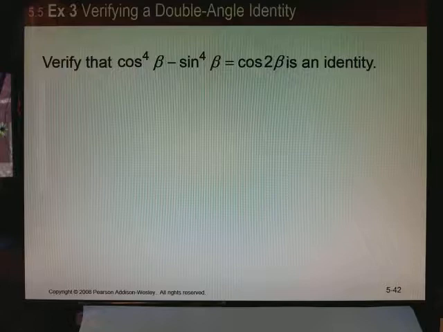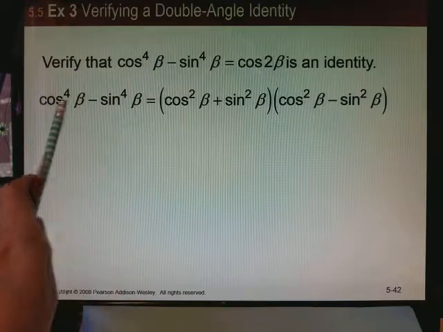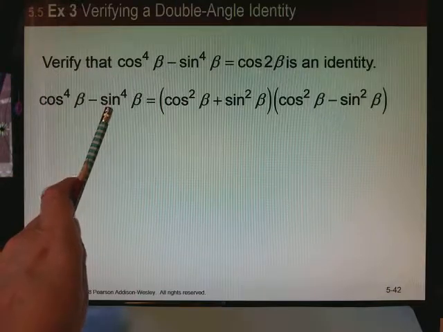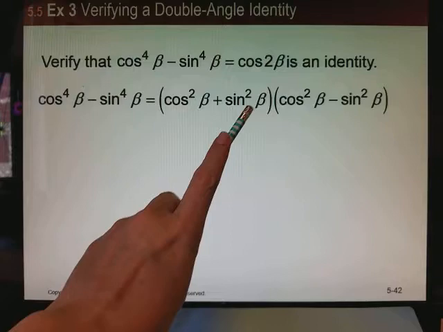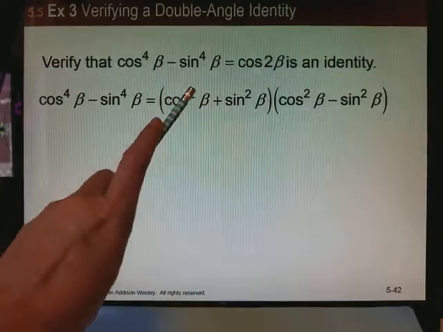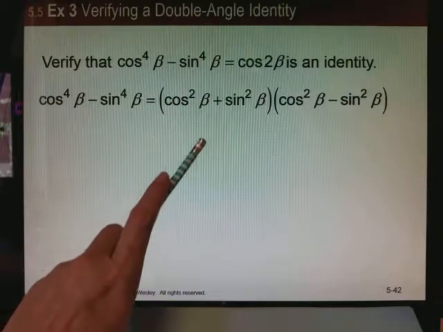All right, verifying that this is an identity. So this, I notice, is a difference of squares. Cosine squared, sine squared, 1 minus, 1 plus. 1 plus, 1 minus. Oop, look at this one. See, cosine squared of an angle plus sine squared of that same angle, this is always going to equal 1.